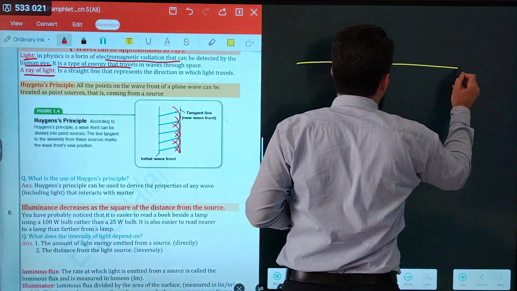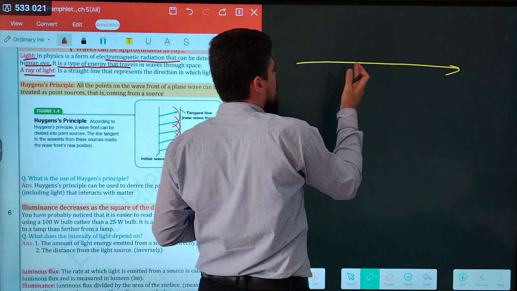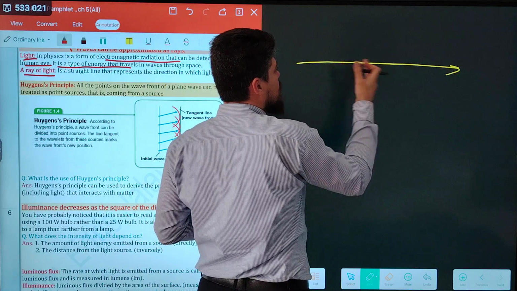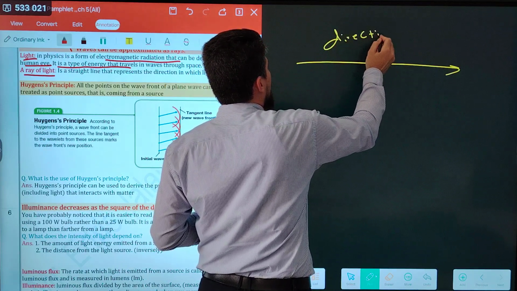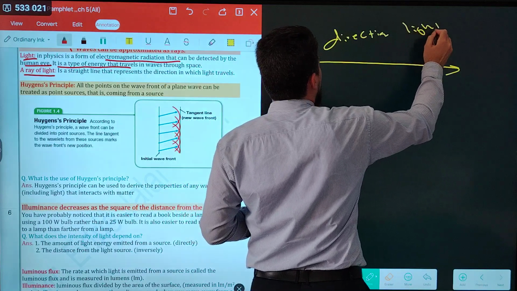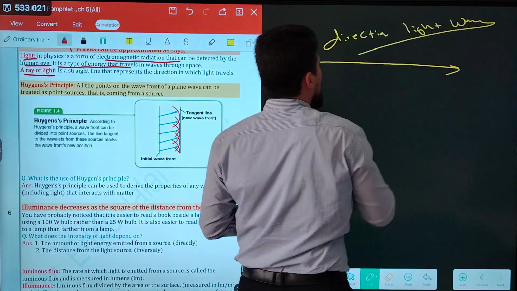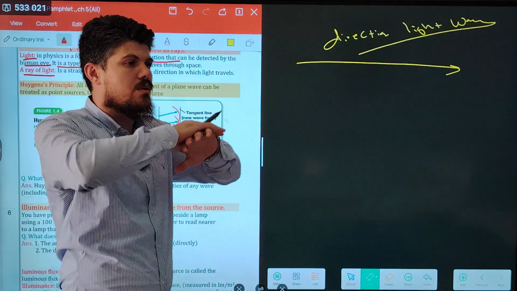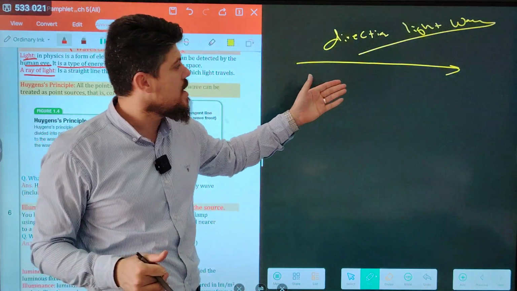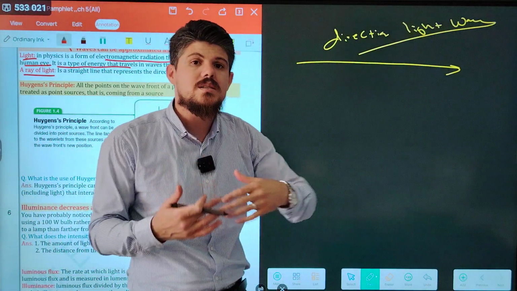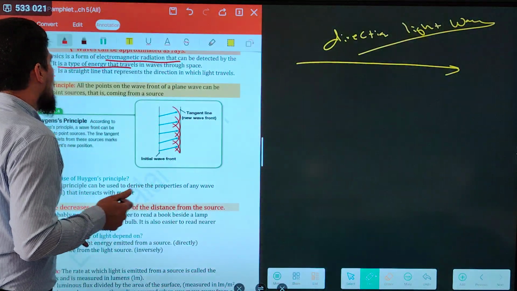Okay? What do you mean by this straight line? It indicates the direction of the light wave. The direction of what? Of the light wave. But actually the light spreads in the shape of a spherical wave front. Okay? Not a straight line, but this straight line indicates the direction of the light.